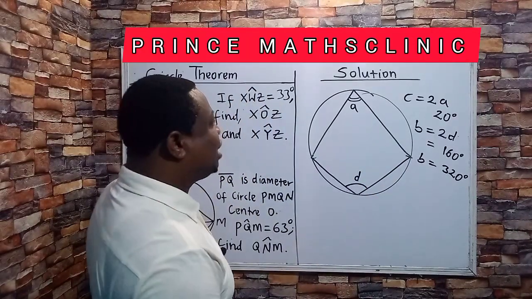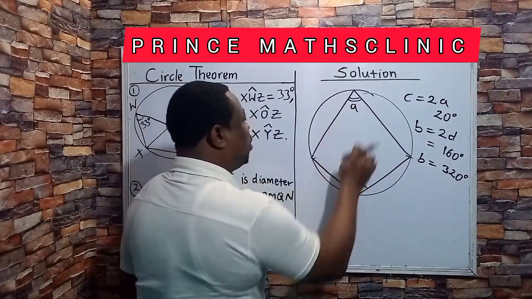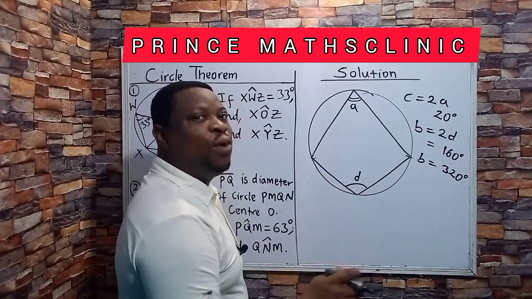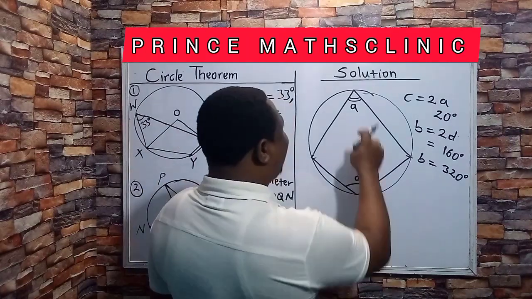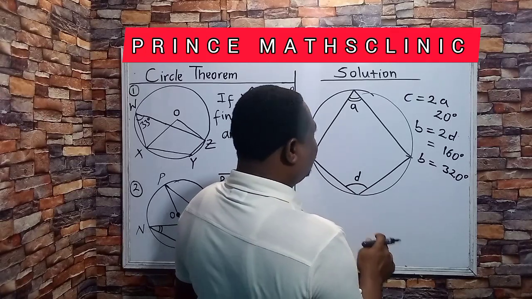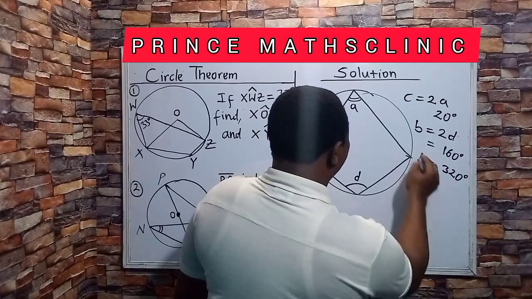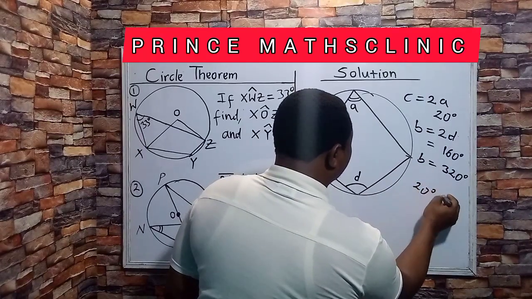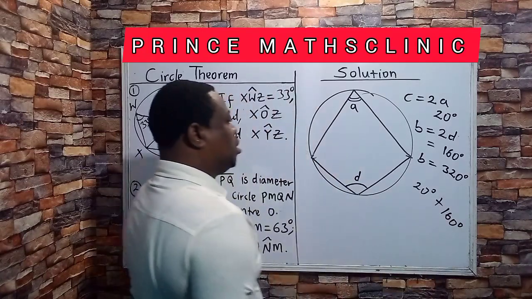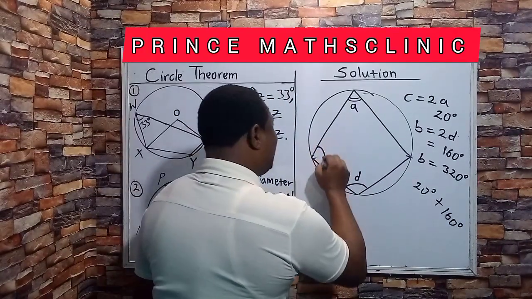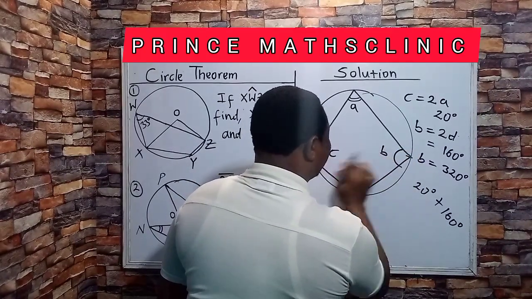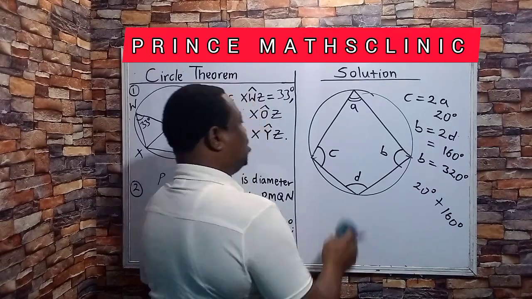In a cyclic quadrilateral, if I add my angle A plus my angle D, because they are opposite angles in a cyclic quadrilateral, they are equal to 180 degrees. That means if I have my angle A plus my angle D, they must give me 180 degrees. So therefore, if my angle A, for instance, is 20 degrees, it means that my angle D must be 160 degrees, right? The same way, if I have my angle C and B, if I add these two together, I must get 180 degrees.